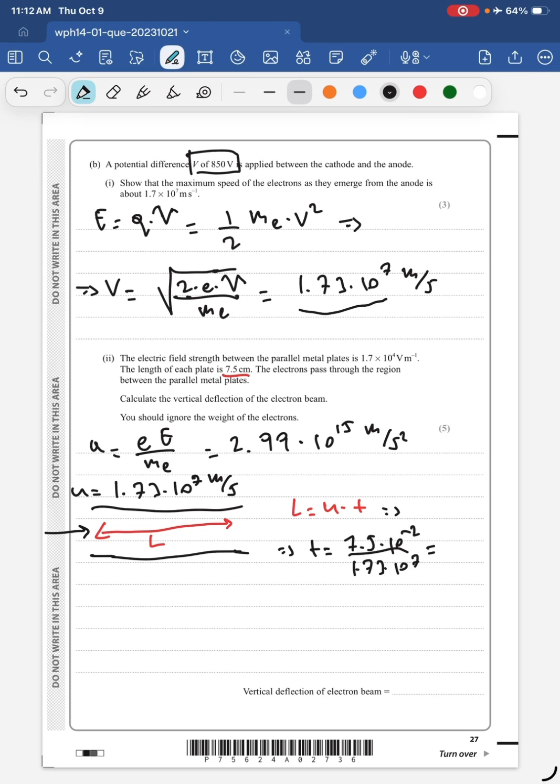So the time is 4.34 nanoseconds, I'm sorry. Okay, and we are finally ready to calculate the deflection. So the deflection is due to the electrons moving in this direction, okay? So we want to calculate this y. And y will simply be 1/2 at squared.